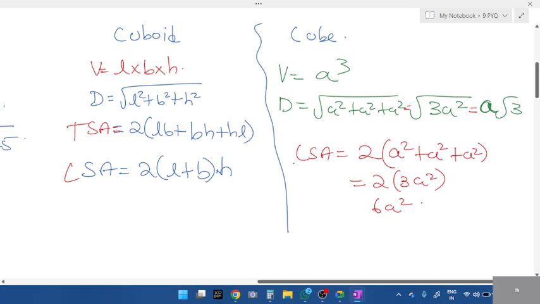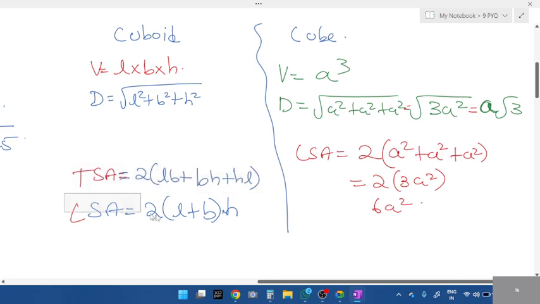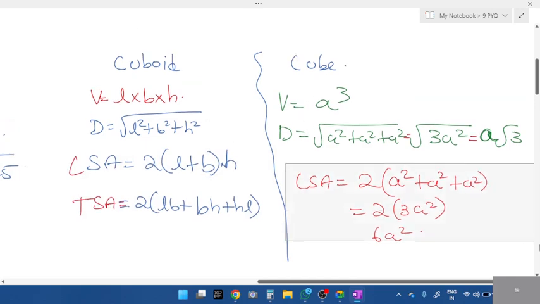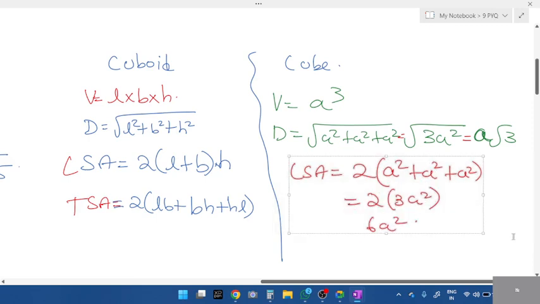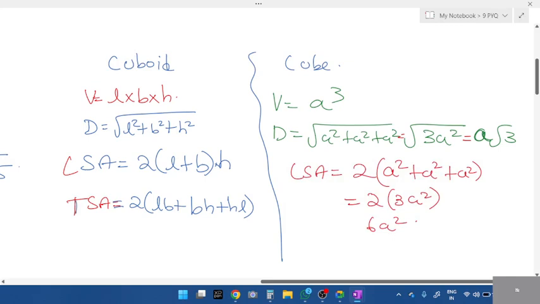Is it clear, students? All of you completed? I'll just replace this formula here. Lateral. What do you mean by lateral, students? Lateral stands for? Tell me, lateral is what? Only the sides, right? Only the sides. Total meaning? Even top and bottom. You're supposed to consider even top and bottom. Ceiling and floor. Okay, now tell me total surface area for this.